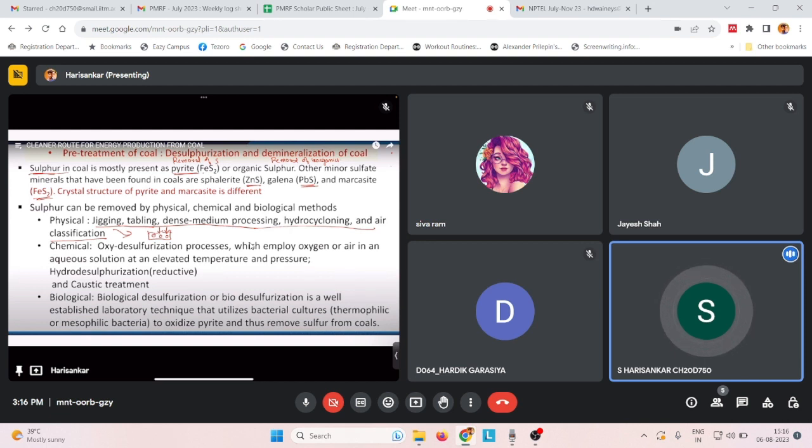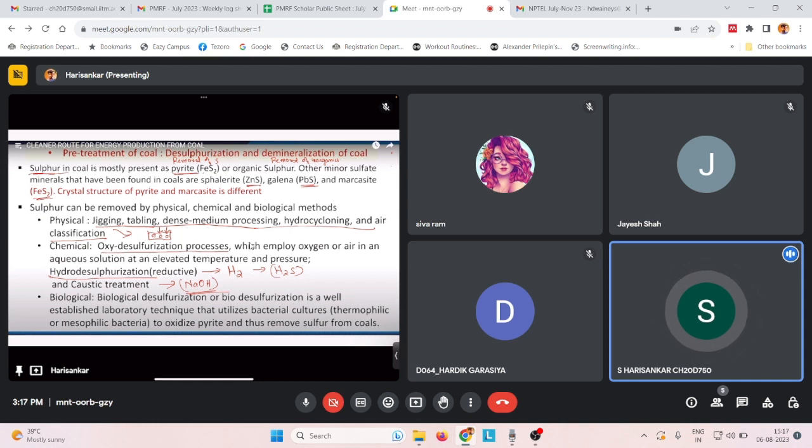But in chemical methods of processing, you will have something like an oxy desulfurization process, which employs oxygen or air in aqueous solution at high temperatures and pressures. And then you have hydro desulfurization, a reductive process which uses hydrogen to remove sulfur, mostly in the form of hydrogen sulfide. And then you have caustic treatment, which is usually sodium hydroxide treatment or any other sodium salt solution treatment. So these are chemical processes.